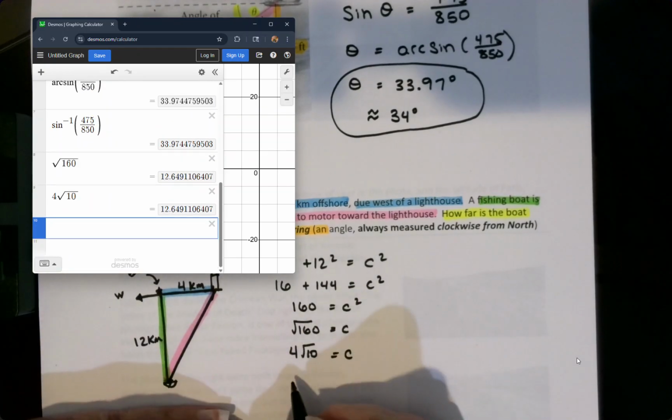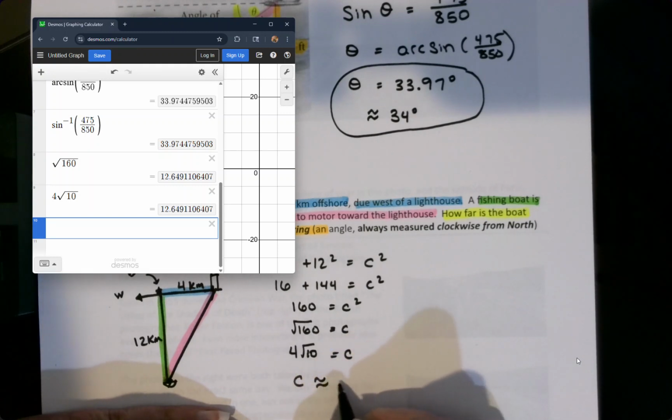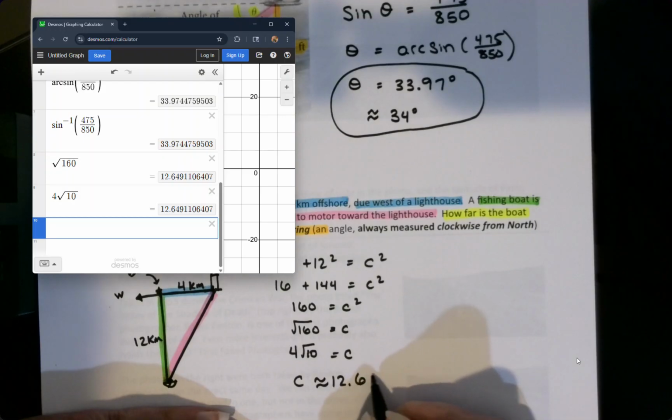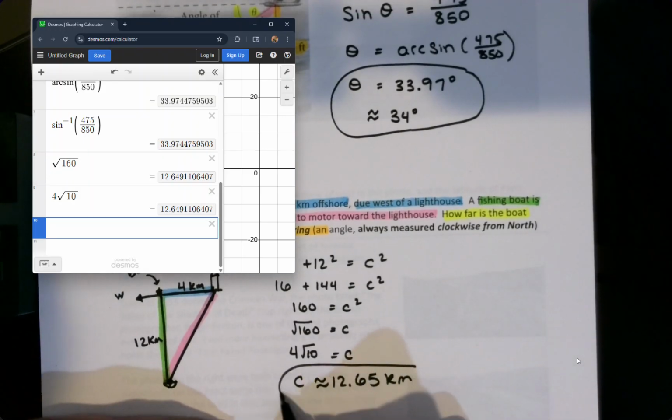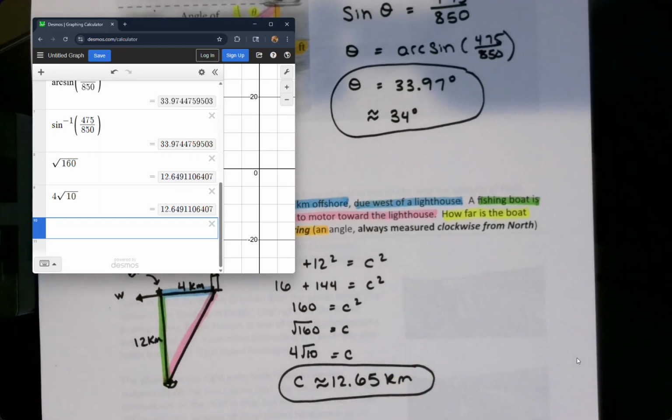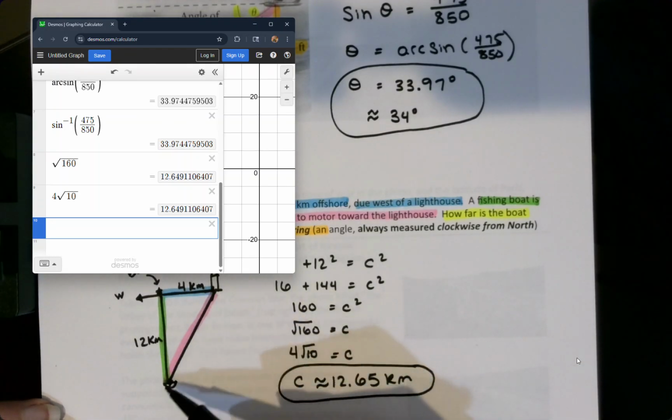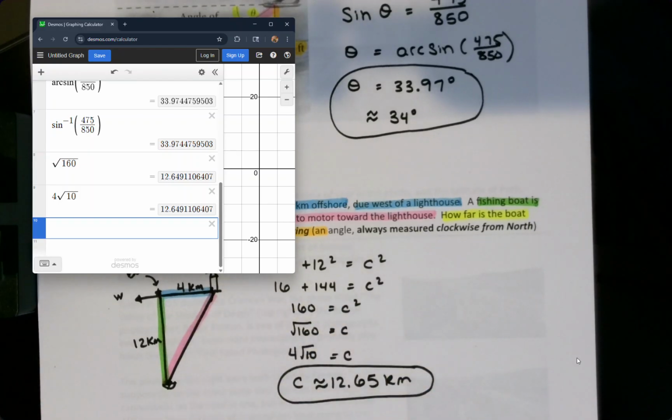They both come out as approximately 12.65 kilometers. So that's the distance away from the lighthouse. The boat needs to travel about 12.65 kilometers to get back to the lighthouse.